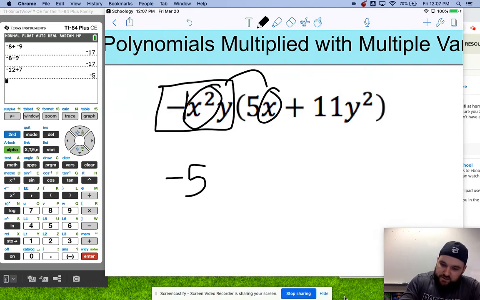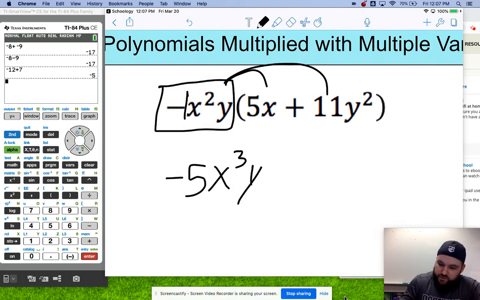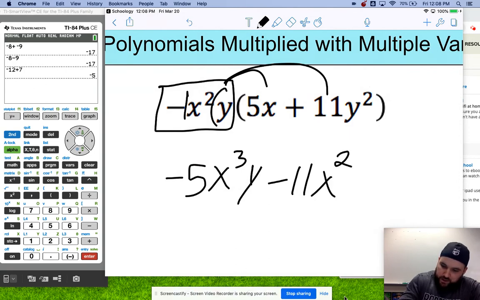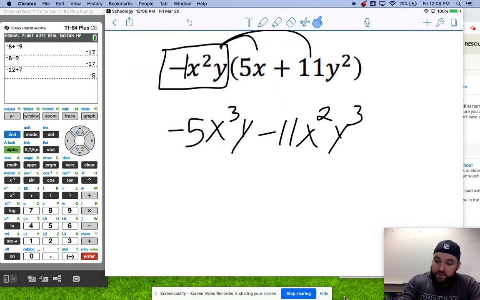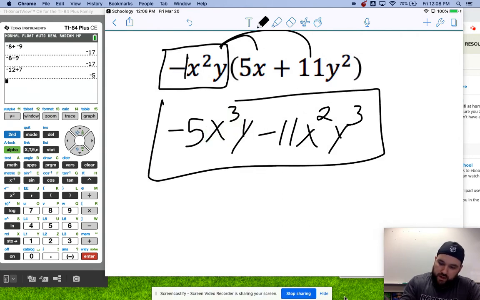X squared and x to the first is x to the third. And then I have that y all by itself. Okay, so there's my first term. Now here, -1 times 11 is -11. I have 2 x's with no other x's, so this will stay x squared. And then 1 y with 2 y's will make y to the third power. Now, these terms cannot be combined because both the x's and the y's would have to have the same powers. That's clearly not true, so we're good to go with that as our final simplified answer.